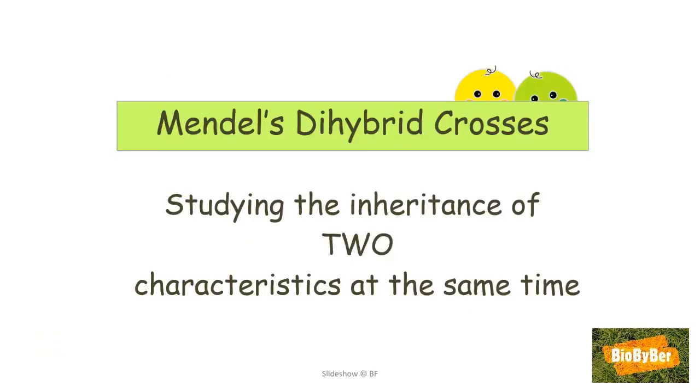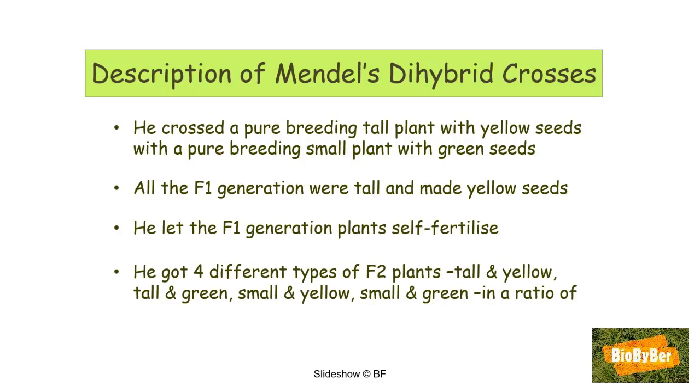Let's look at Mendel's Dihybrid Crosses. Here we are studying the inheritance of 2 characteristics at the same time. We have to be able to describe Mendel's work. Well, first of all, he crossed a pure breeding tall pea plant. Pure breeding means that in the family tree of this pea plant, there was never any sign of any plant that was small. Generation after generation, these tall pea plants only bred tall pea plants.